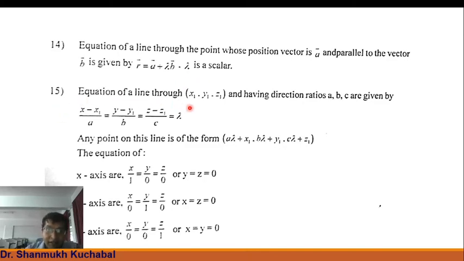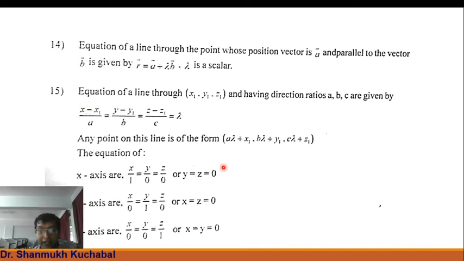Now next, the equation of a line through x1, y1, z1 and having direction ratios a, b, c is given by (x minus x1) by a, (y minus y1) by b, (z minus z1) by c, and this is equated to lambda. The first expression is equated with lambda, the second with lambda, and the third with lambda, and we get the solution: any point on this line will be of the form where a is multiplied with lambda, and minus x1 transposed to the RHS becomes plus x1.